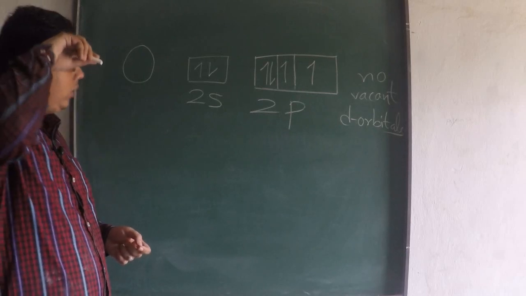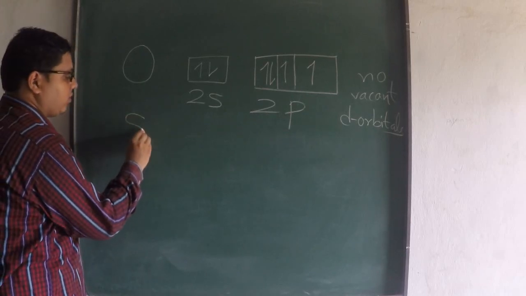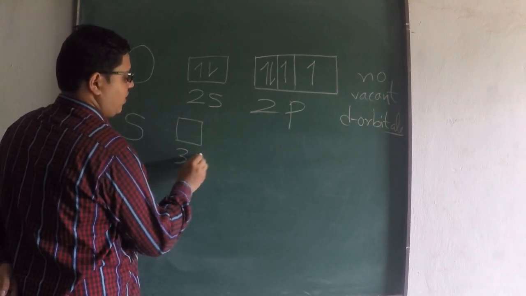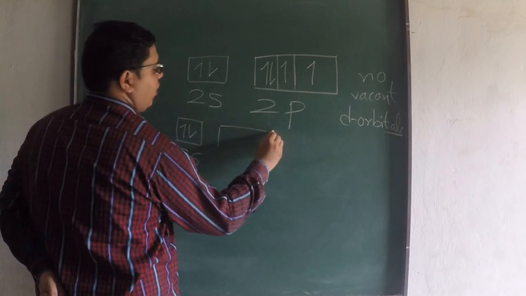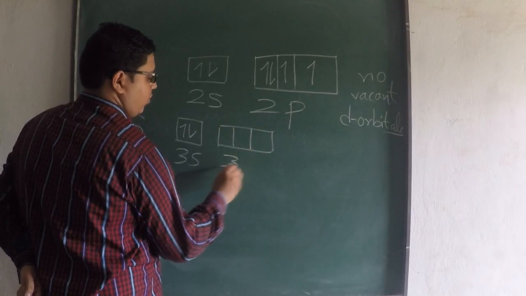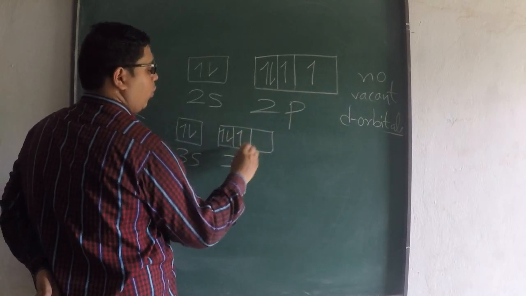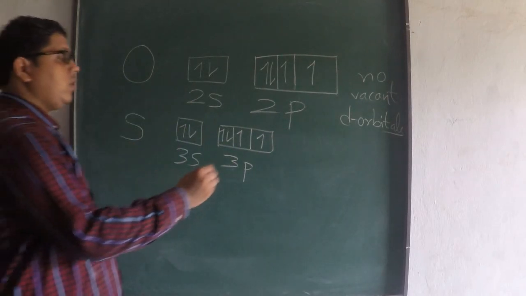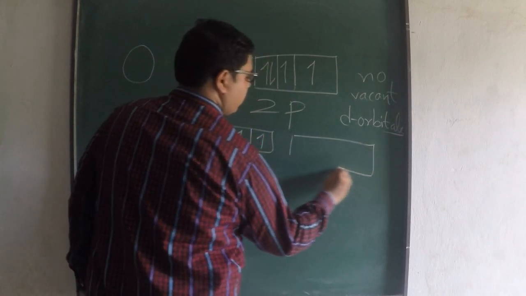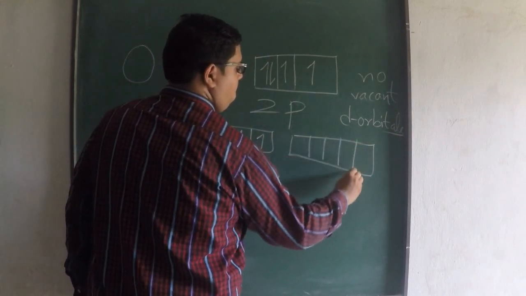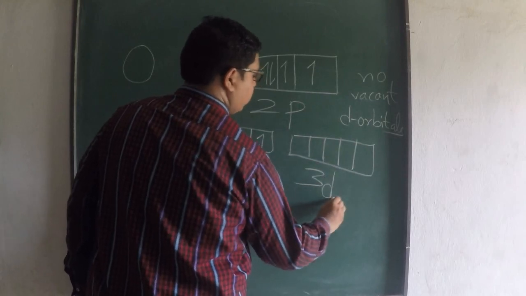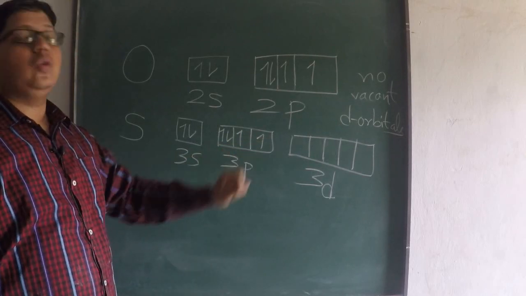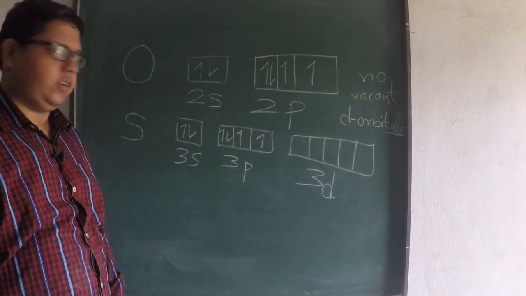However, in the case of sulfur, as we saw in the last class, sulfur starts out just like oxygen, having 3s and 3p, exactly the same as oxygen. However, sulfur has vacant 3d orbitals. 3d orbitals are possible, they do exist, and they are not filled, they are empty, vacant.